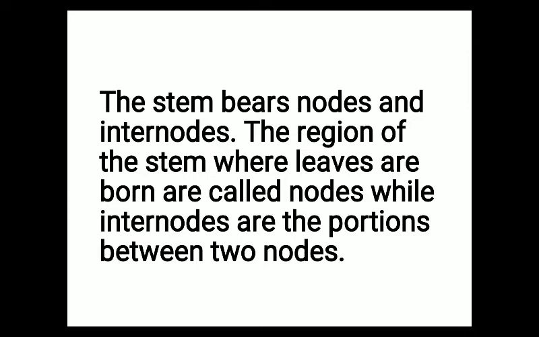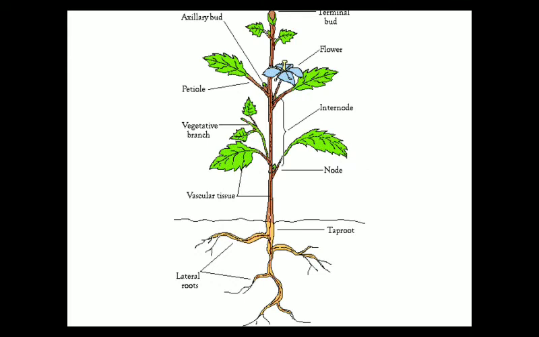A stem will possess nodes and internodes. The region of the stem where leaves are borne is called a node. So what is a node? A node is that point on a stem from where the leaves and flowers arise, while internodes are the portion between two nodes. Suppose in this diagram, this structure is a node. Why is it called a node? Because from this structure leaves and flowers are arising. This one is also a node, and the space between two nodes is known as an internode.